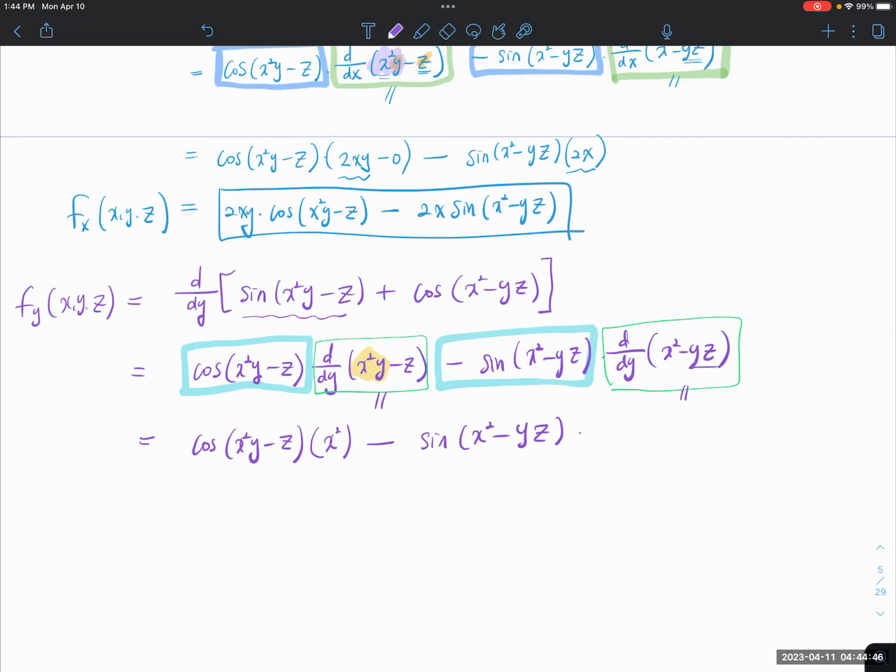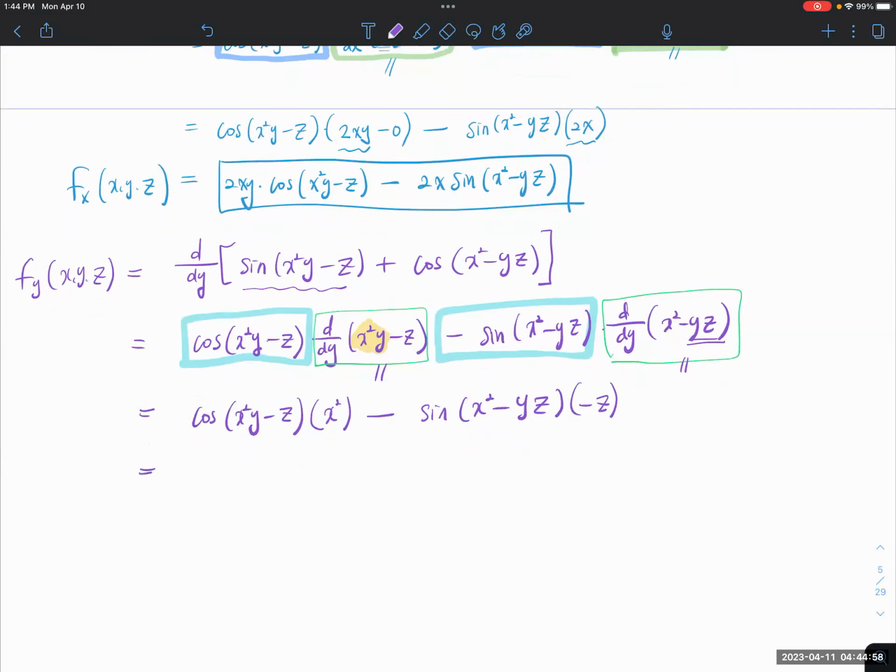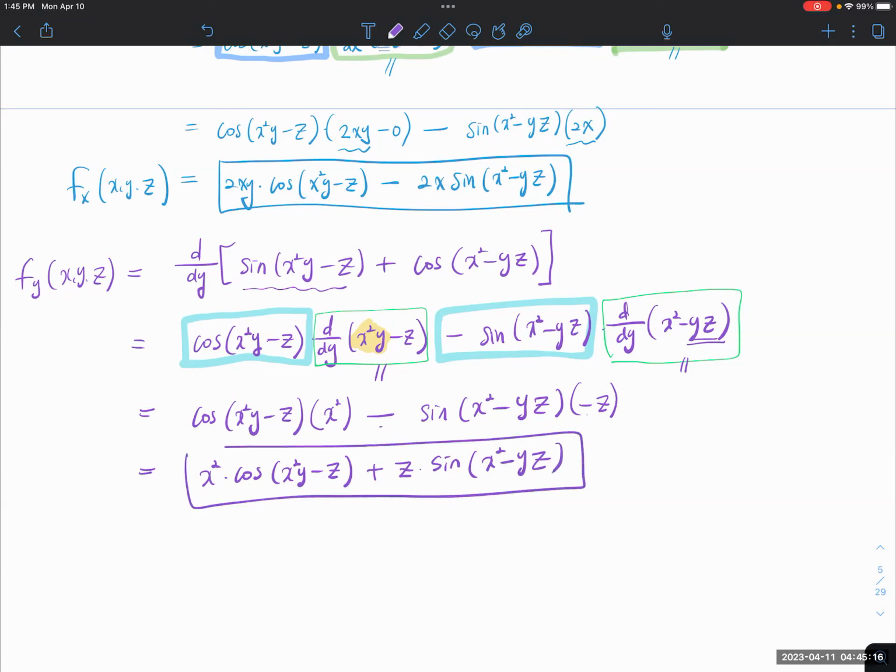And then where's y? Right there. So x sec this time will be 0, because a constant will be 0 when you take the derivative. And now we have only negative z. So now wrap it up. I'm going to bring x sec cosine x sec y minus z, double negative changes to positive z sine x sec y minus yz. So that's the partial derivative of f with respect to y of the three variables.